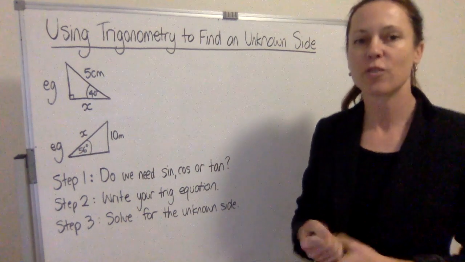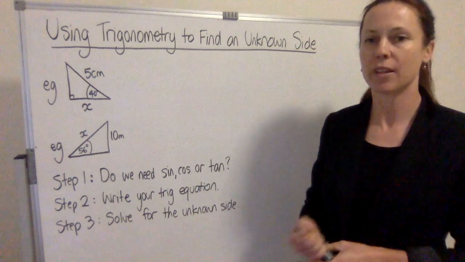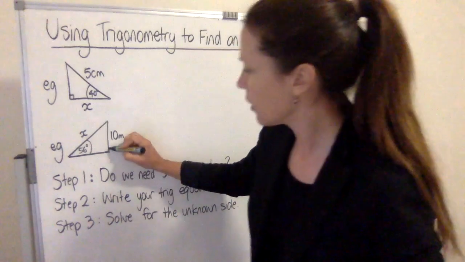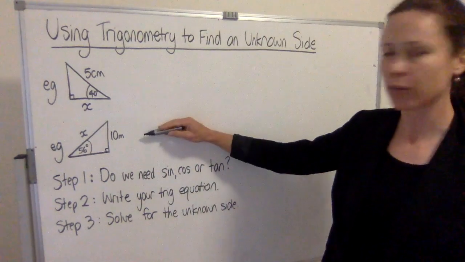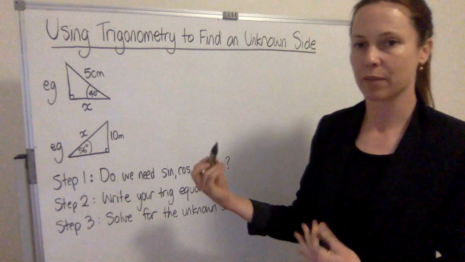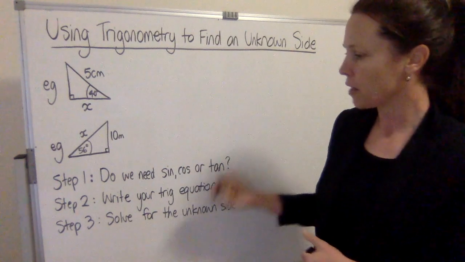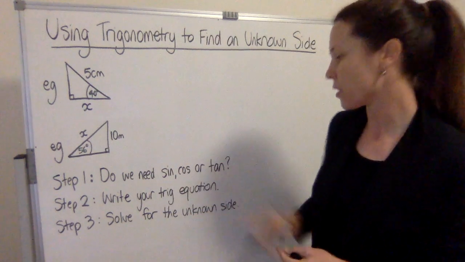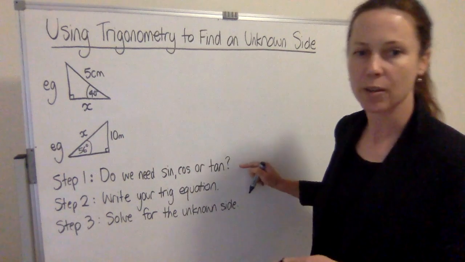Let's look at how we can use trigonometry to find an unknown side in a right-angled triangle. Now, I've got two examples here and we're going to work through both of them to show the two different types of questions that you can get with these. I've written the steps down here that we need to follow, so let's have a look at this first, and you might like to write this in your workbook.